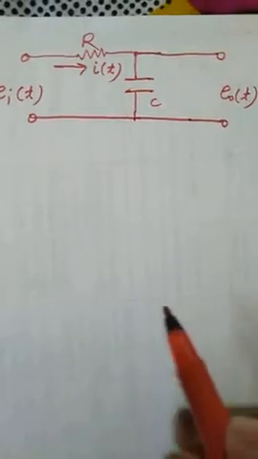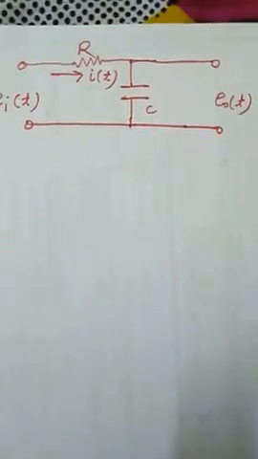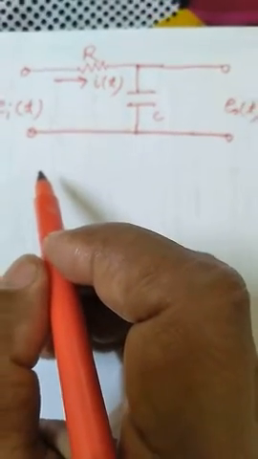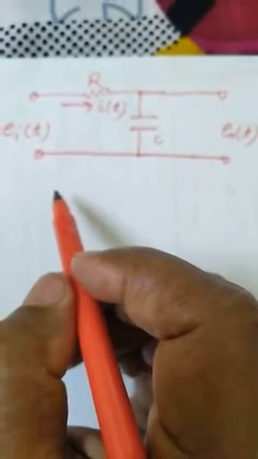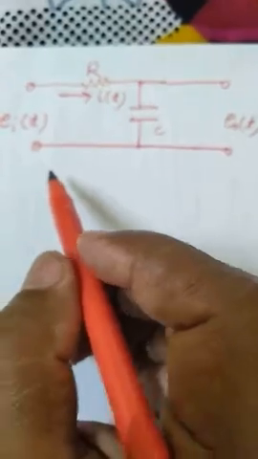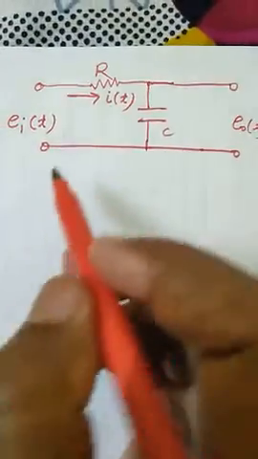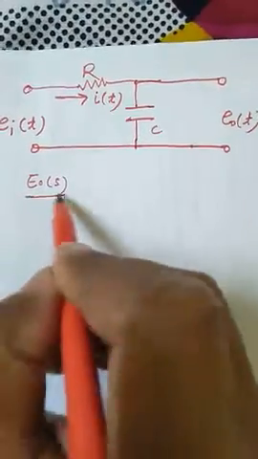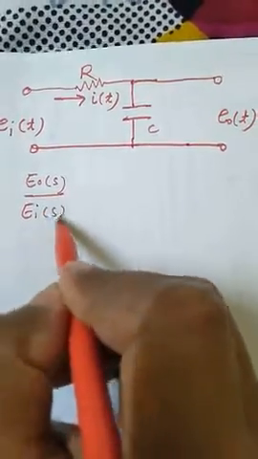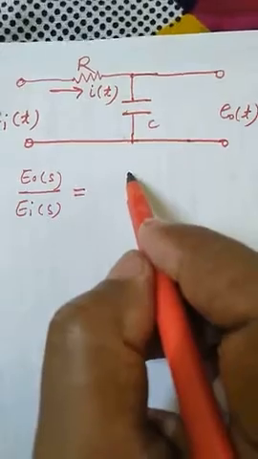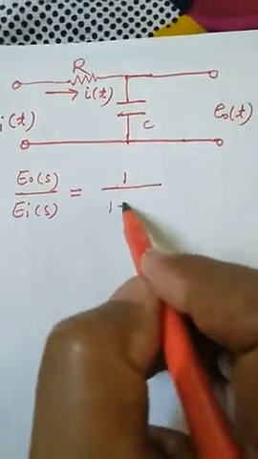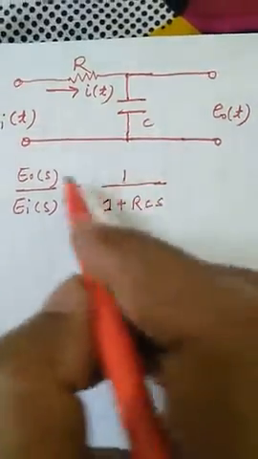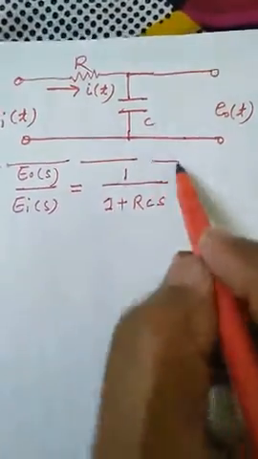For this circuit, the transfer function is the Laplace transformation of output over Laplace transformation of input. So this will be given as E0(s) upon Ei(s). It is given as 1 upon 1 plus RCs. So this is the transfer function.